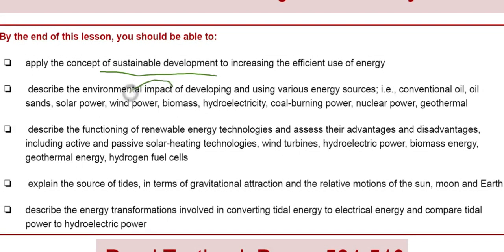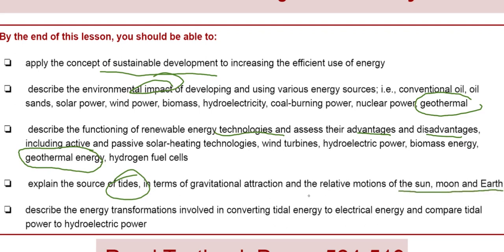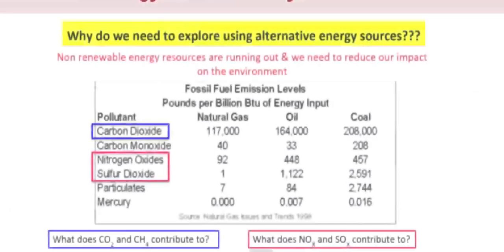We're going to look at the impacts of developing different energy sources, but specifically in this section, we are looking at geothermal and tidal. We're also looking at the technologies behind them, and the advantages and disadvantages of each of these energy sources. We're going to look at how tides are caused by the moon, the sun, and the earth, and then how we take that energy and convert it to electrical energy. Here are your textbook pages too for reference.